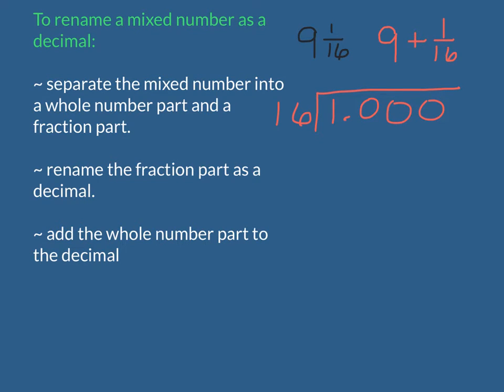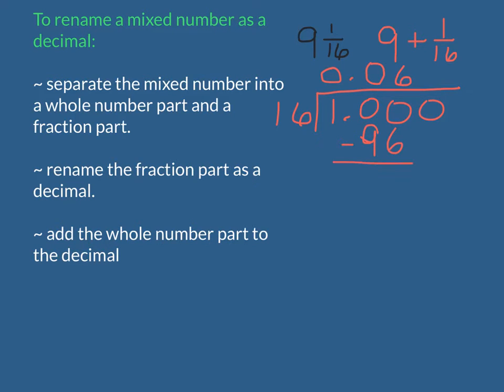So 16 doesn't go into 1. So that would be a 0 and bring the decimal up. 16 doesn't go into 10, but 16 does go into 100 6 times. So 6 times 16, and that equals 96.